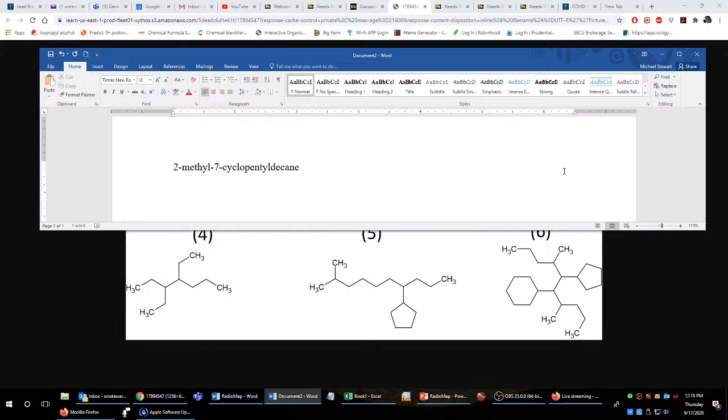So the approach with this, again: identify if it's a linear branched alkane, or if it has cyclic compounds. If the cycle is bigger than the rest of the carbon chain, the cycle is the parent chain. If the cycle is smaller, the linear chain is the parent. Go through, name all the branches off the parent, and then look at that ordering and try to figure out how to minimize the number of the first group that's on there.